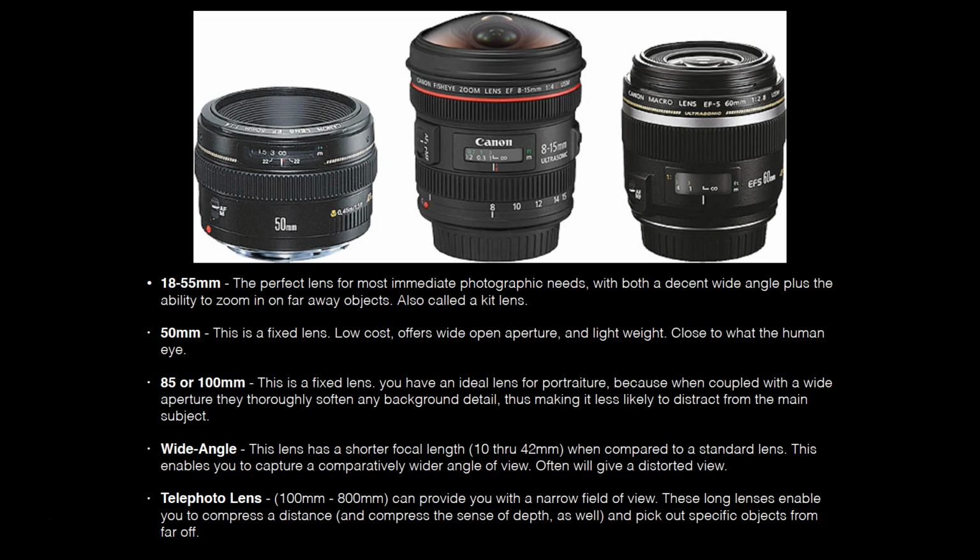And the next popular lens is a 50 millimeter, which is a fixed lens. It's low cost. I got mine for less than $100, and it's my favorite lens. It's lightweight. It's close to what the human eye sees. Typically they have a low aperture, so you can allow in a lot of light.